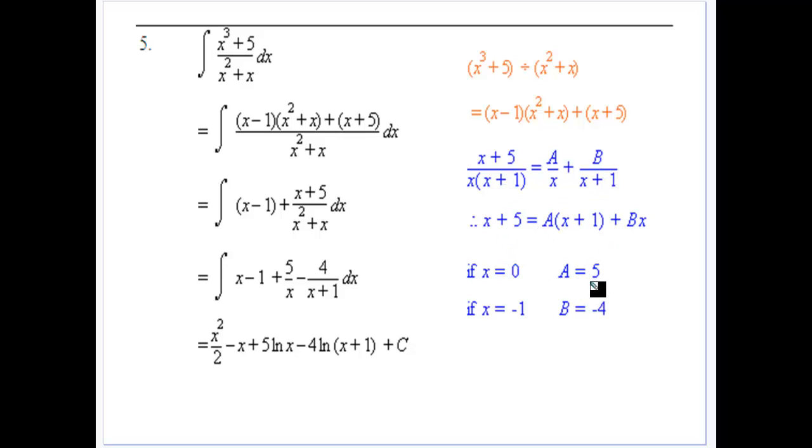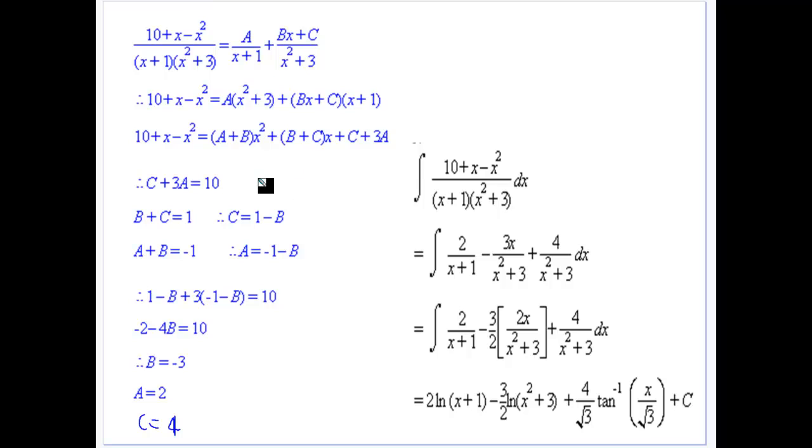So we can solve, and we get a is equal to 5, b is equal to minus 4. So there's our partial fractions. Integrate x gives us x squared on 2, integrate 1 gives us x, 5 on x integrates to 5 natural log of x, and 4 on x plus 1 gives us 4 natural log of x plus 1. So you can see the process stays the same. It's just harder sometimes when you look at distinct factors.